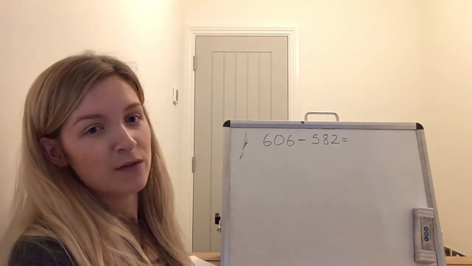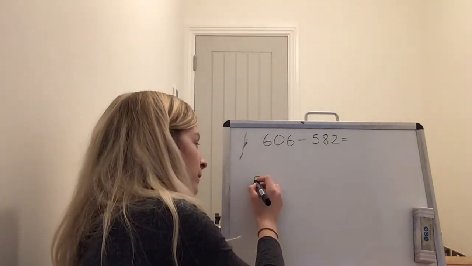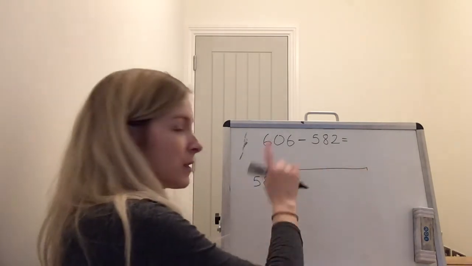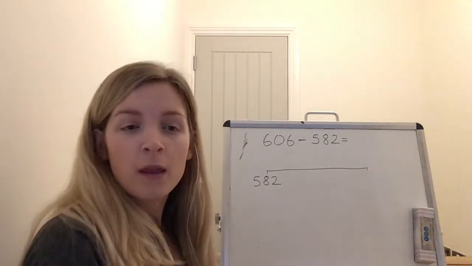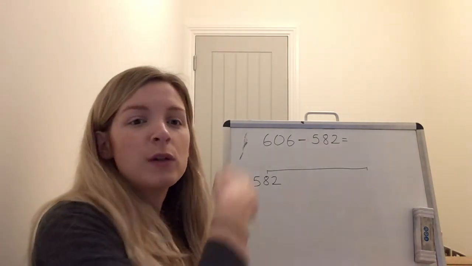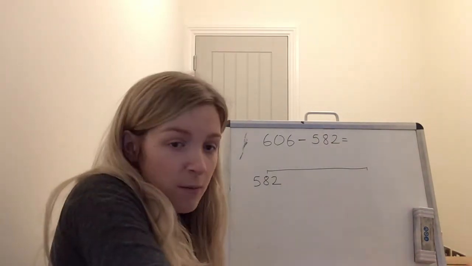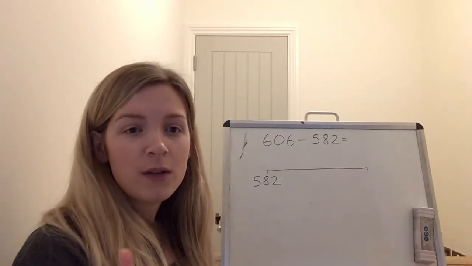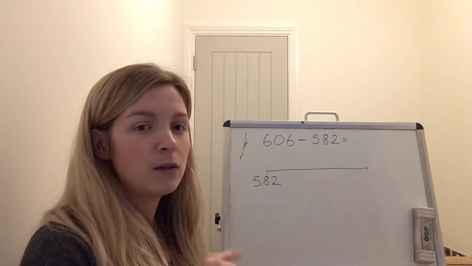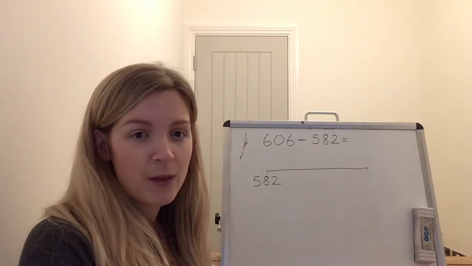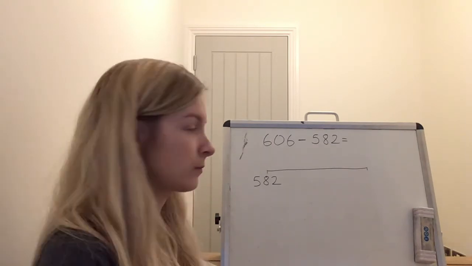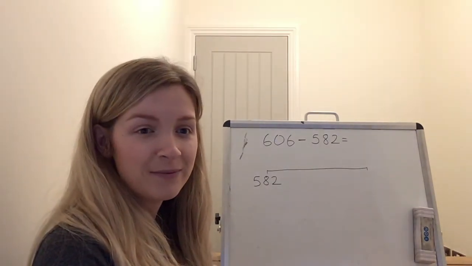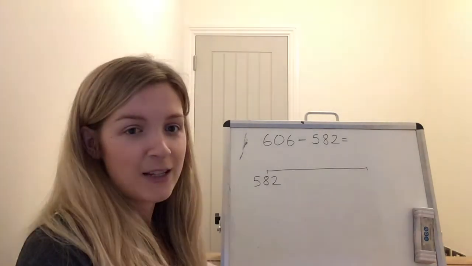606 take away 582. So we're going to start at 582 and we're going to find the difference. So think about what the next multiple of 10 is. Is there another multiple of 10 after that that you're going to jump to as well? Pause the video here and have a go at this one on your piece of paper, okay? Do that now. All done? Good. Right, let's go through it.